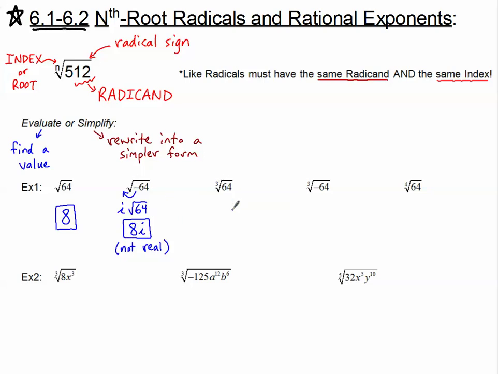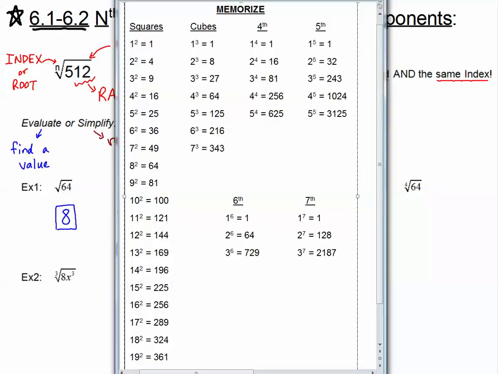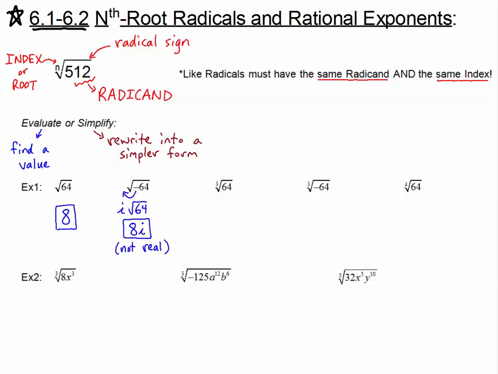How about the cube root of 64? I want you to get to know some of your cube roots, so I've given you a powers table that you can memorize. I've given you the first 20 perfect squares. You should be proficient with those. And I've given you the first 7 perfect cubes. And I've given you some fourths and some fifths and some sixths and some sevenths. Perfect cubes are right here, and I'd like for you to get to know them. 64, that's 4 cubed. 64 is not just a perfect square, it's also a perfect cube. Cube root of 64 is 4.